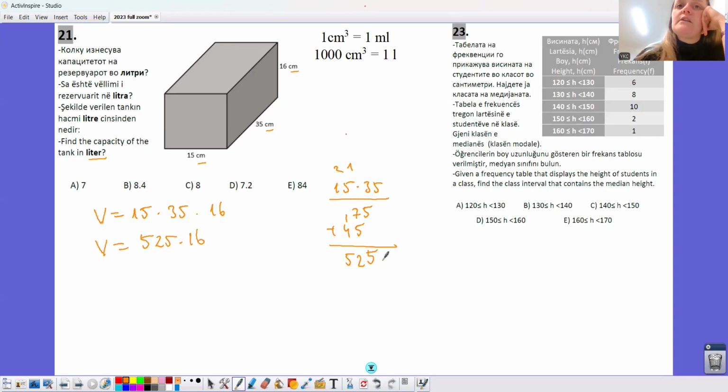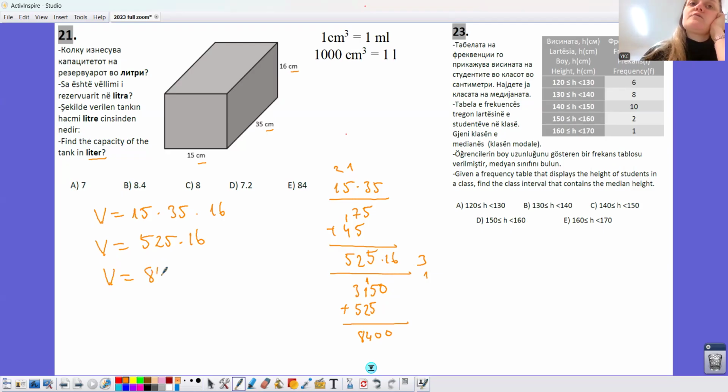Then I need to multiply this with 16. 5 times 6, 30, 3 in mind. 2 times 6, 12, 3 in mind, 15, 1 in mind. 5 times 6, 30, 1 in mind, 31. The other part is multiplying by 1, so I'm writing it directly as it is. When we add, 0, 10, 1 in mind, 4, and this one is 8. So I have a volume of 8,400 centimeter cube. I need to convert this to liters.